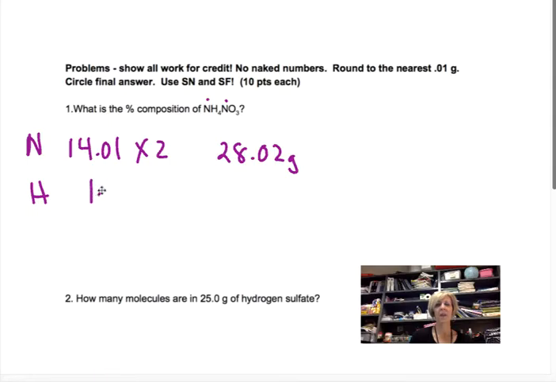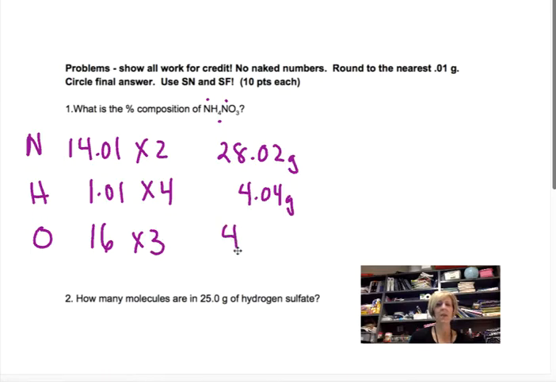Hydrogen, I have the mass of hydrogen at 1.01, and I have 4 hydrogens. That little 4 right there means I have 4, and so that's going to be 4.04 grams of hydrogen. And then finally my oxygen is 16 grams times 3, and I have 48 grams of that. So that means my molar mass of ammonium nitrate is 80.06 grams per mole.